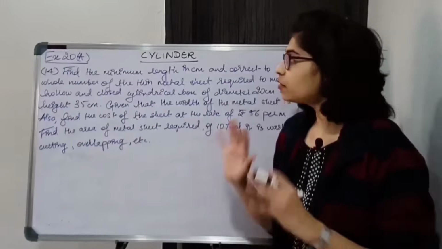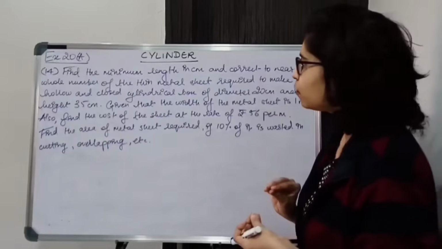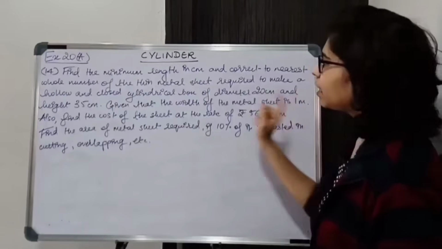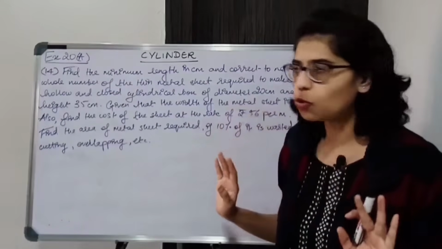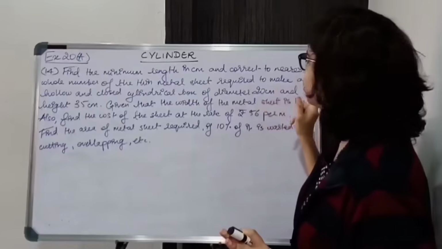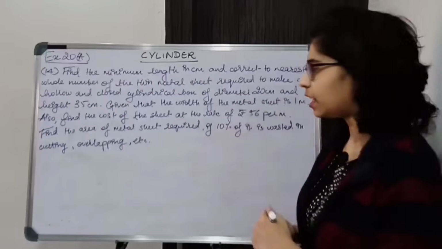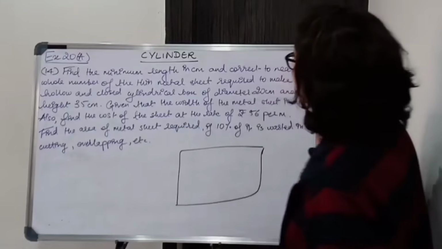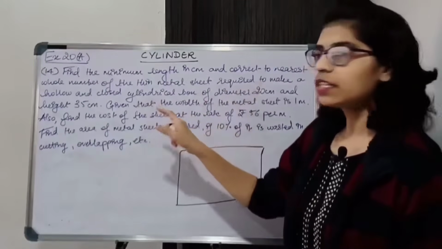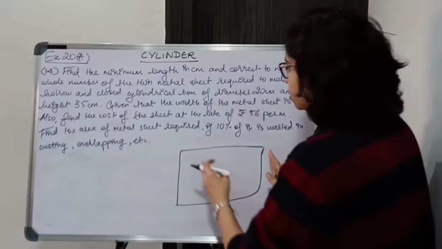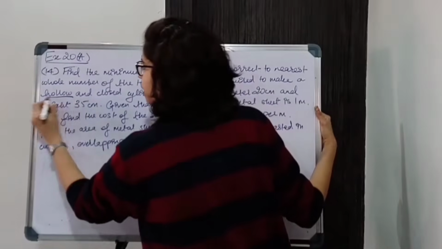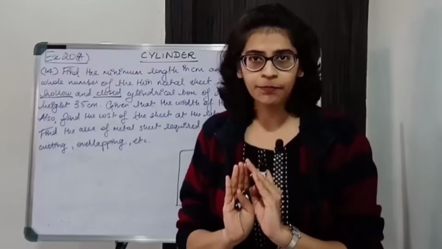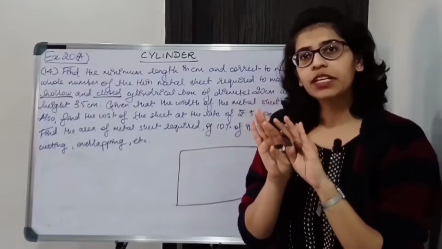Now, it is a very long question, ठीक है? You have to read it carefully. You have to find the length in centimeter and correct to nearest whole number. That is, you have to round it off to whole number. Of the thin metal sheet required, length of the metal sheet you have to find. There is a metal sheet, ठीक है? This metal sheet is used to make a closed hollow cylinder. Hollow cylinder है, but it is closed. You are going to make a hollow cylinder of that sheet. Okay? So एक hollow cylinder बना है उस sheet से.